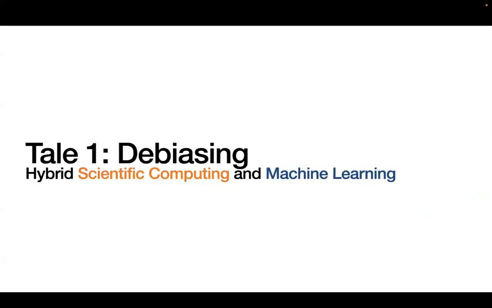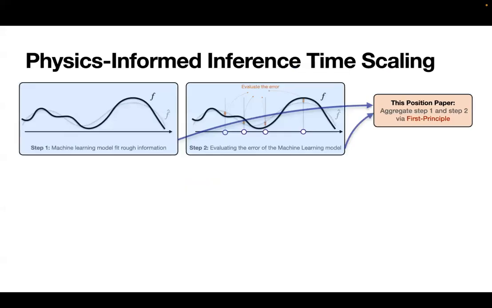And I will first show you two ways to do that. The first way is to do debiasing, and the second way is to do preconditioning. And at the end of the talk, I want to convince you this is a possible way to do that, and the two ways are actually equivalent. Okay, so first of all, I want to talk about debiasing.